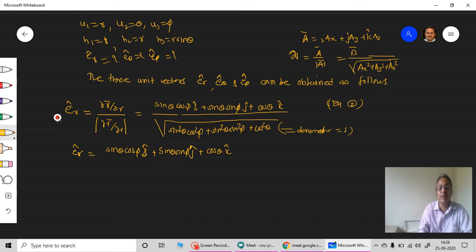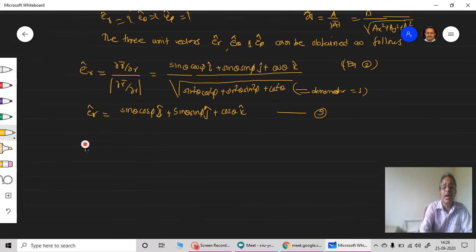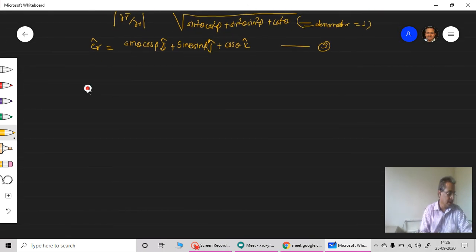And that's why I will get this as ER cap. Call this equation number 5 now. This is the first unit vector ER cap in the direction of increasing r. That is my equation number 5. ER cap is sin theta cos phi into I cap plus sin theta sin phi into j cap plus cos theta multiplied by k cap. That is my vector.